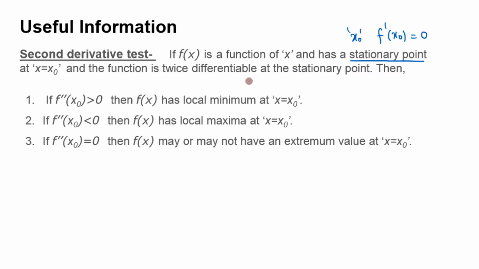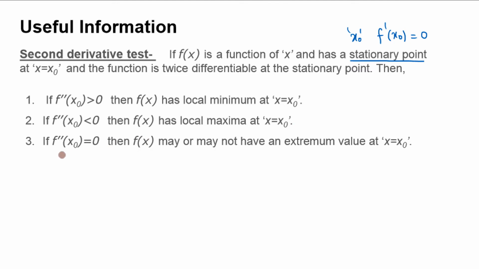So if the function obeys these conditions, which is having a stationary point and is twice differentiable at the stationary point, then if the second derivative of the function at x0 is positive, then f(x) has local minimum at x equals x0. If the second derivative of the function evaluated at x0 is negative, then f(x) has local maxima at x equals x0.